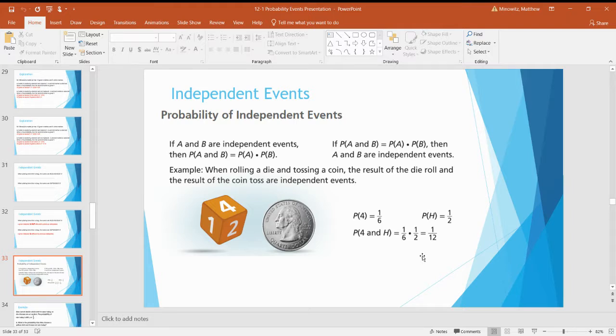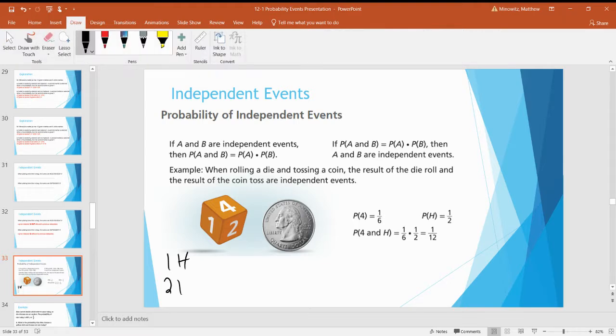And if you're not sure if we can multiply, we write the sample space out. So we can have a 1 heads and a 2 heads, all the way up to 6 heads. And we could have a 1 tails and a 2 tails, all the way up to 6 tails. And we're going to have 12. And the only one we said we wanted was 4 with heads. So there'll be 12 events, and one of them is the one we want, the 4 and the heads. But if they're independent, we could just take each probability and multiply.